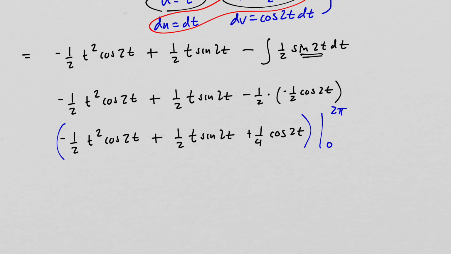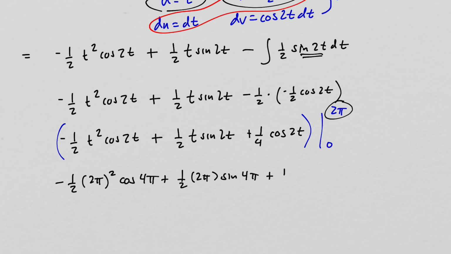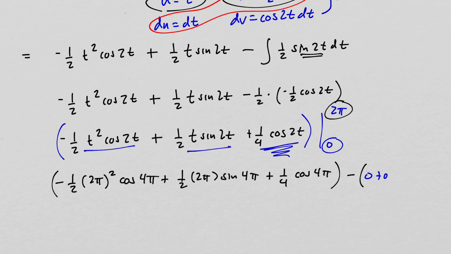So first, let's go ahead and plug in the upper limit 2 pi. That gives us negative 1/2 times 2 pi squared, cosine of 2 times 2 pi, which is 4 pi, plus 1/2 times 2 pi times the sine of 4 pi, plus 1/4 times the cosine of 4 pi, minus, now what I just mentioned, when you plug 0 in here, you're going to get 0. When you plug 0 in here, you're going to get 0. But when you plug 0 in here, you get 1/4 cosine of 0, and that is 1/4.